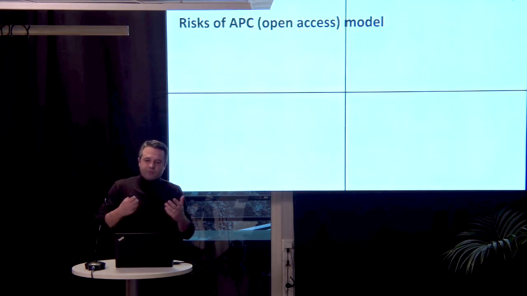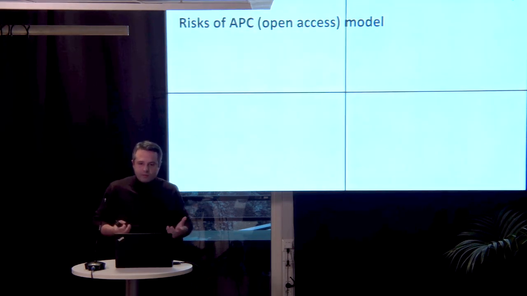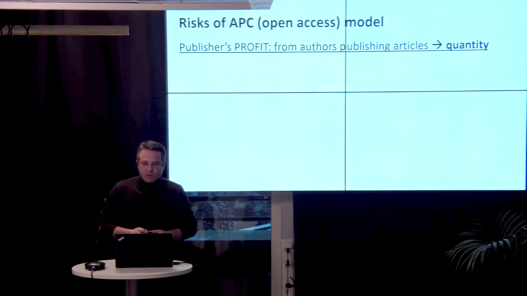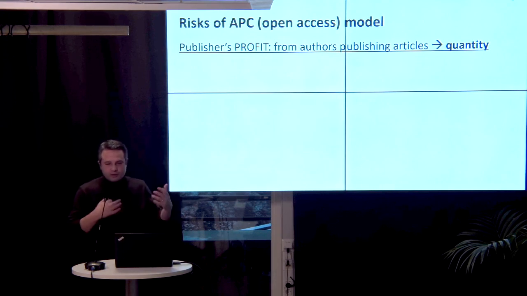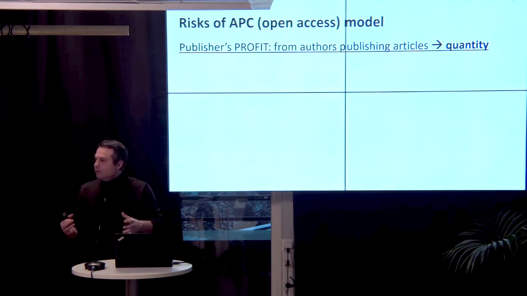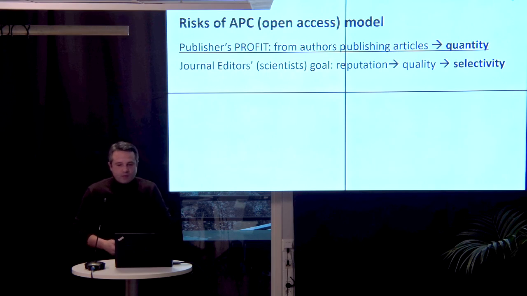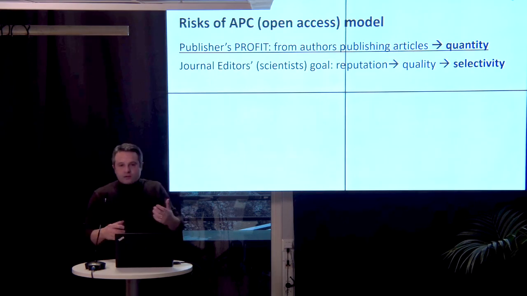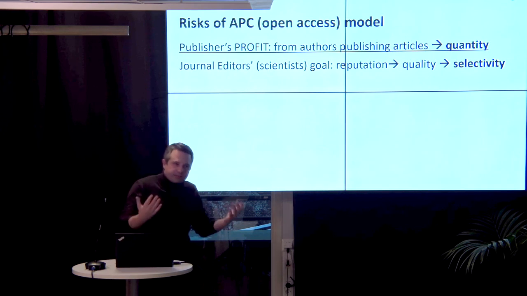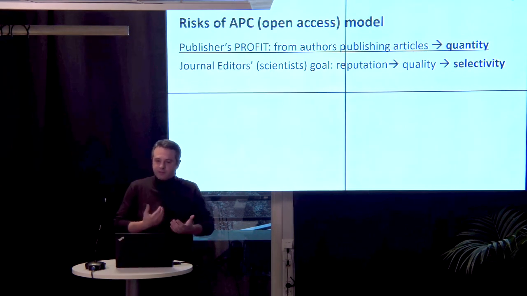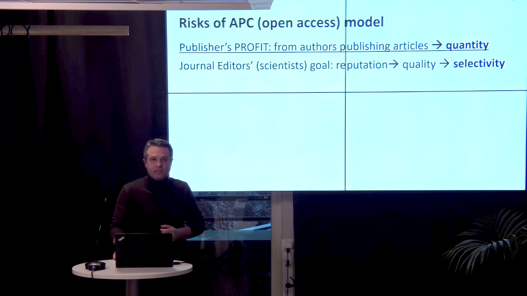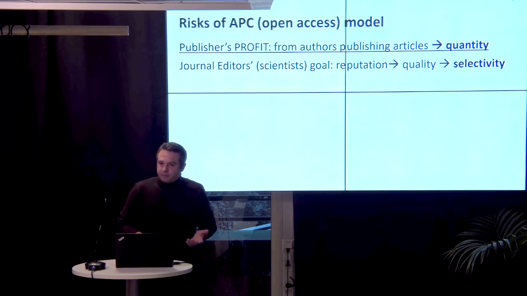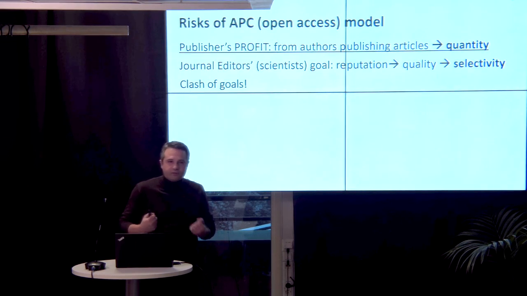So what are some risks of the APC model? Well, we have publisher profits, which derive from authors publishing articles. So a clear goal is quantity. The journal editors, as we've seen, are scientists, and scientists care about prestige and therefore about the quality of the material they select, and selectivity. There is a problem. There is a clash of goals, quantity versus selectivity.